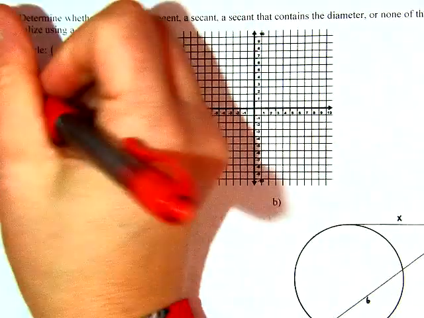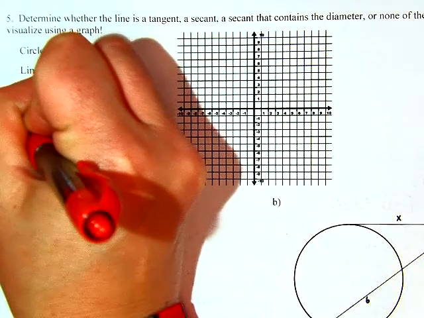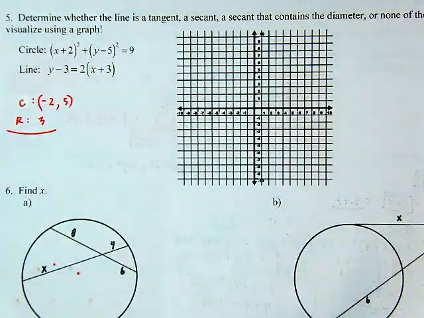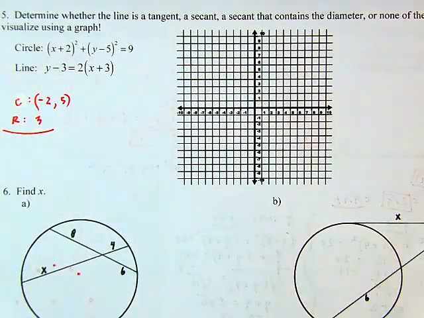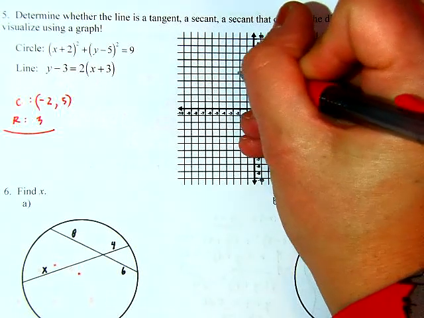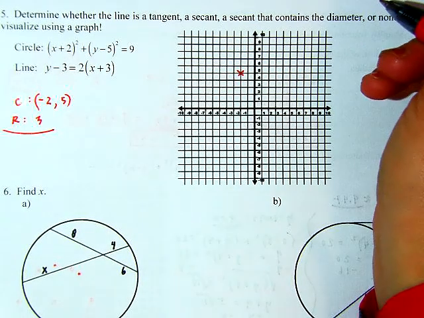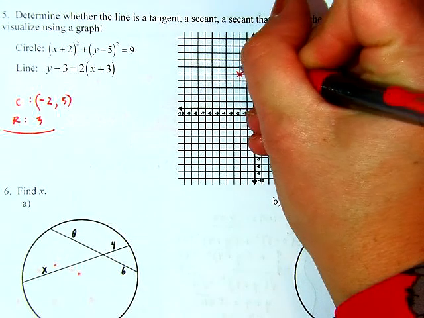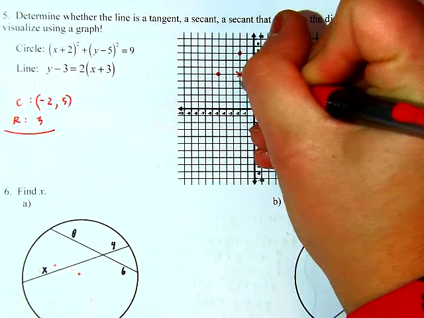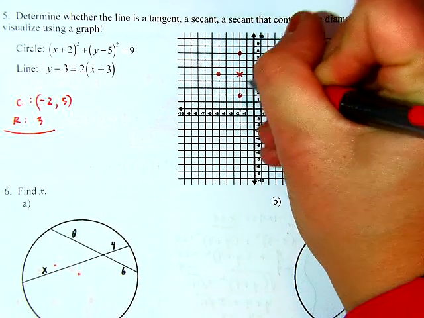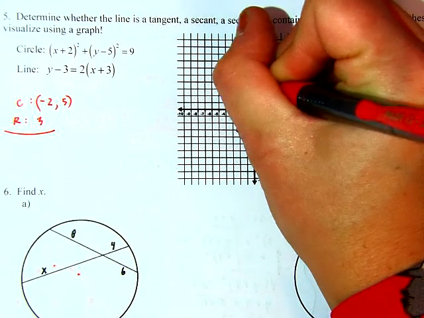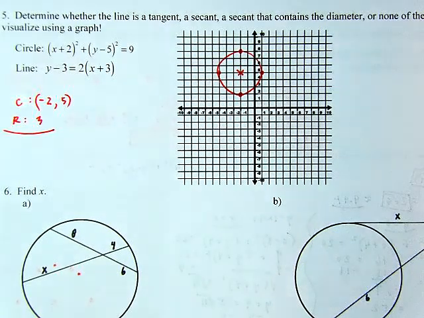All right, so the center is -2, 5, and the radius is the square root of 9, so 3. Okay, so let's plot the center. So -2, 5, there, and the radius is 3. So I'm going to go up 3, left 3, down 3, and right 3. So here is my beautiful circle, just like that.